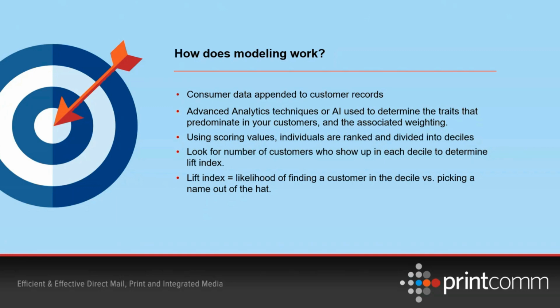So a decile is just a slice of 10. There's other terms used. Quintiles is slicing the universe up into 5 slices. Ventiles is 20 slices. So you can slice it up as many times as you want to.